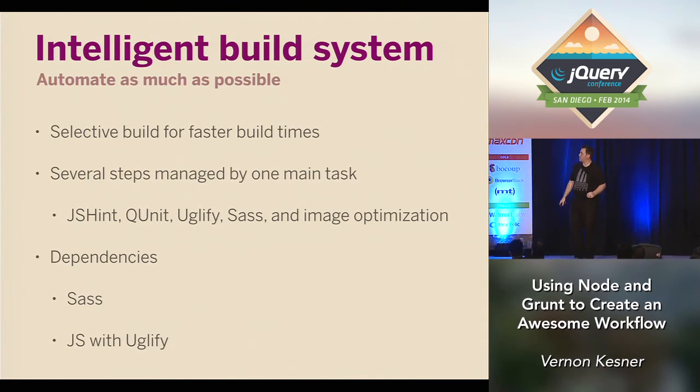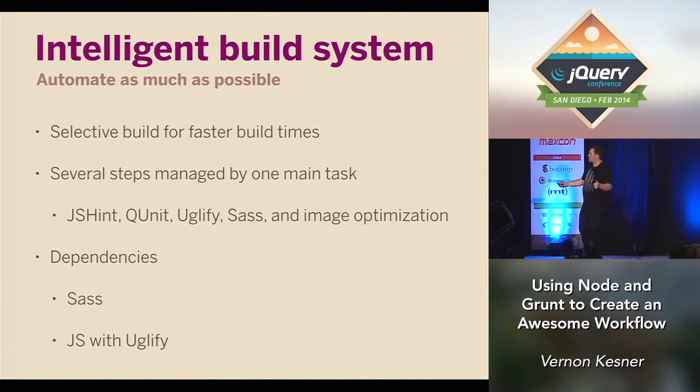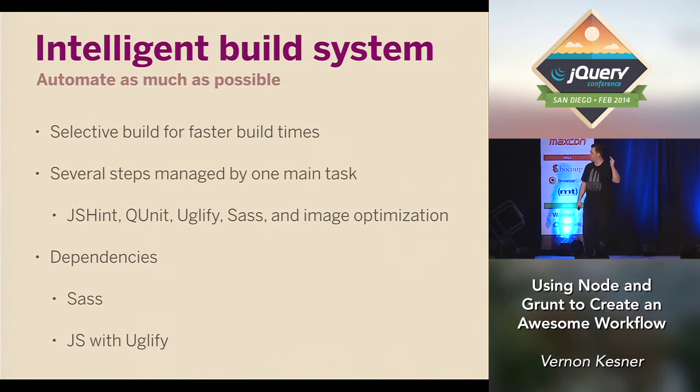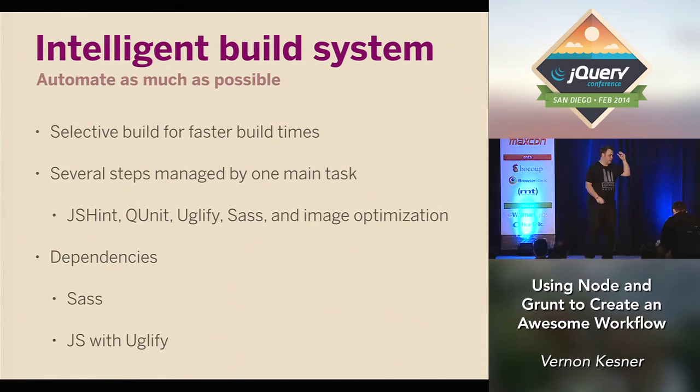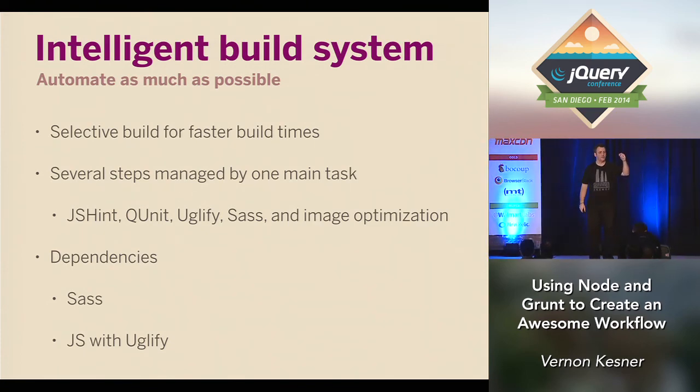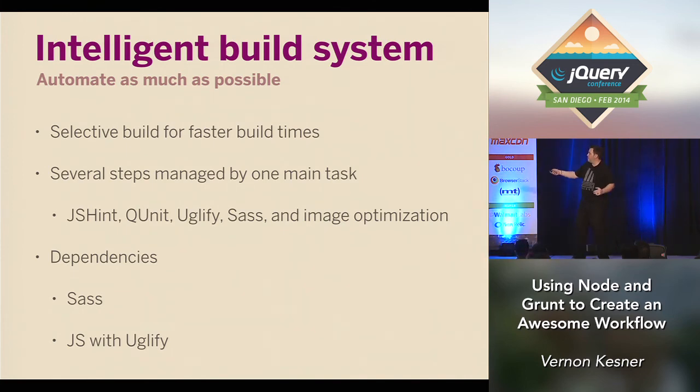We have several steps that are managed by one task. We have JS Hint. We have QUnit that runs by Karma. We've got Uglify. We've got SAS. We've got image optimization. We've got Istanbul code reporting. We've got Plato reporting for code complexity. And just run it and walk away. Go get a Coke or a cup of coffee or do something else. Generate, create something.